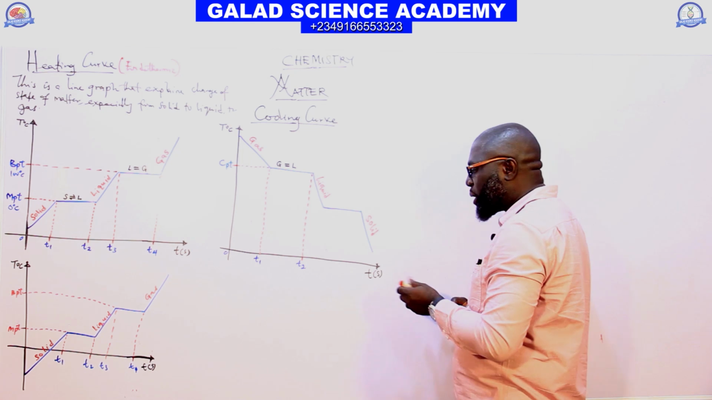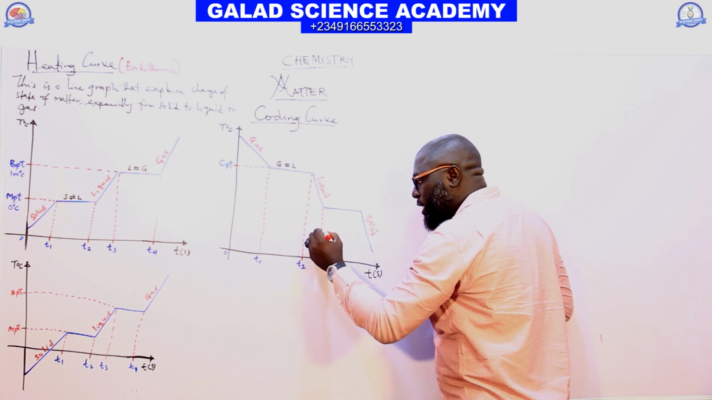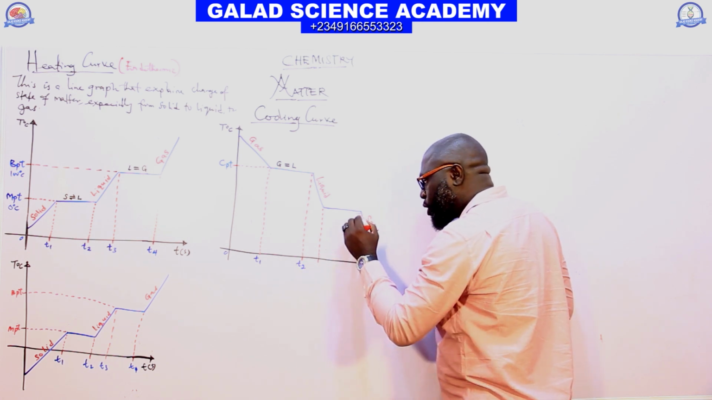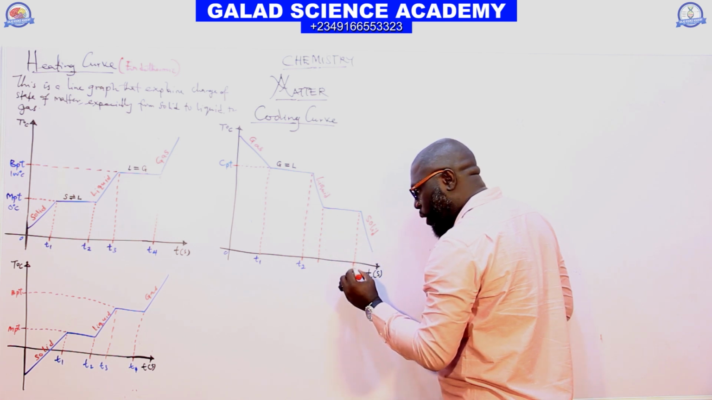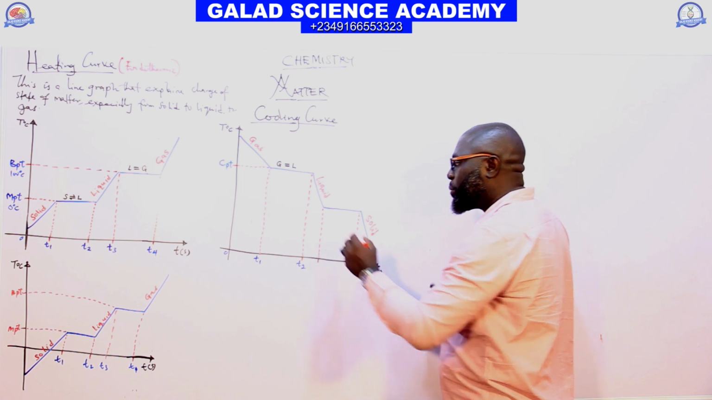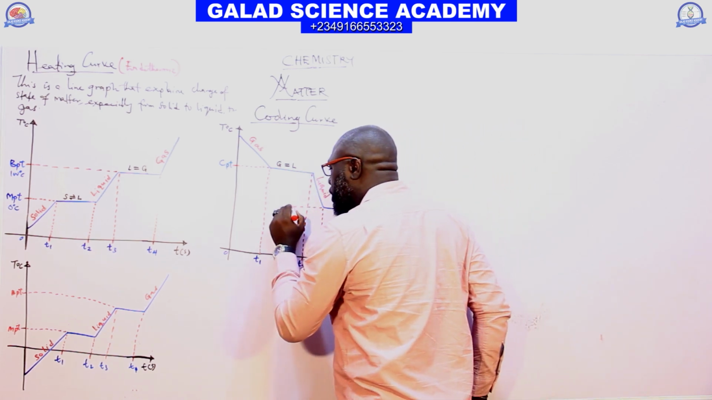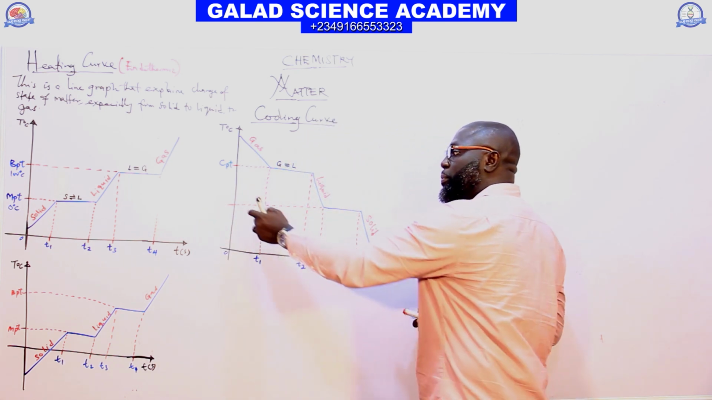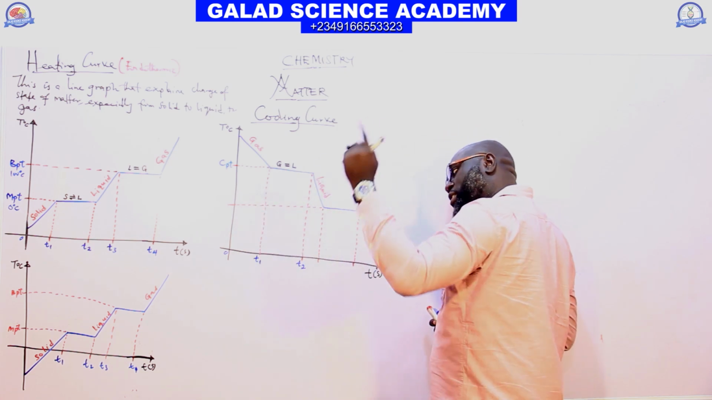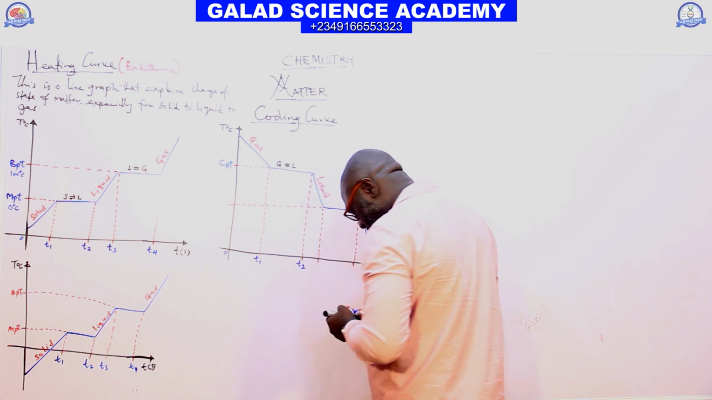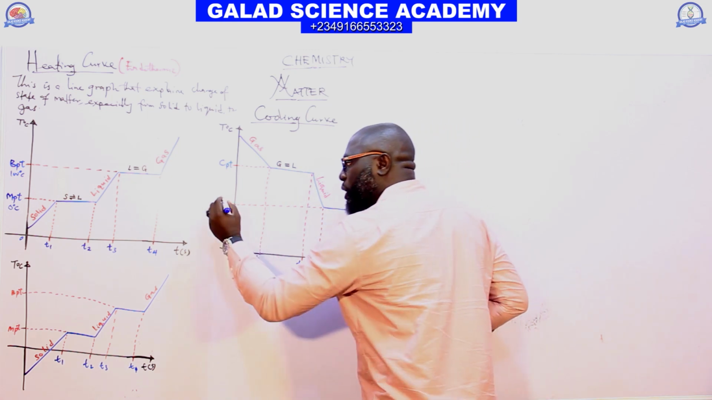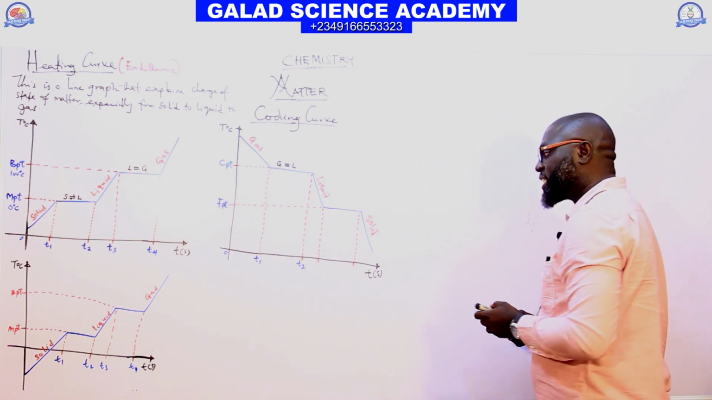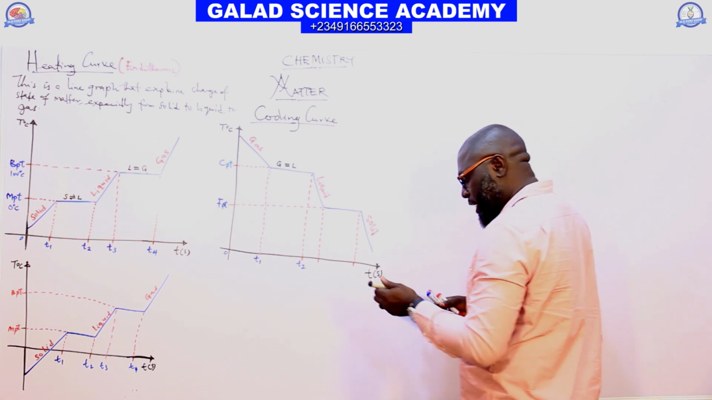So it will now get to another point here too. The liquid will begin to freeze. At this point here, it will completely freeze. The point at which liquid is completely frozen, we call it the freezing point. So from this sketch now, we have T3 here, and here we have T4.